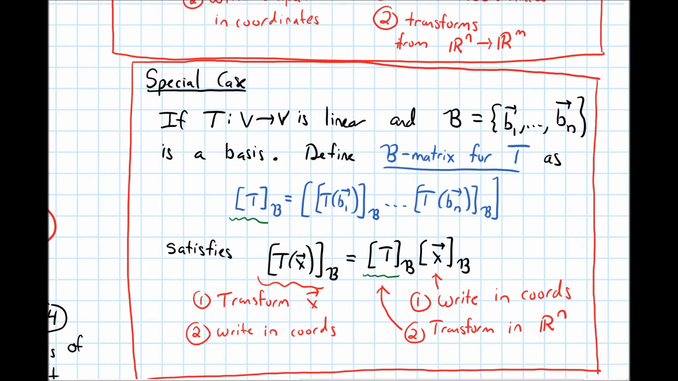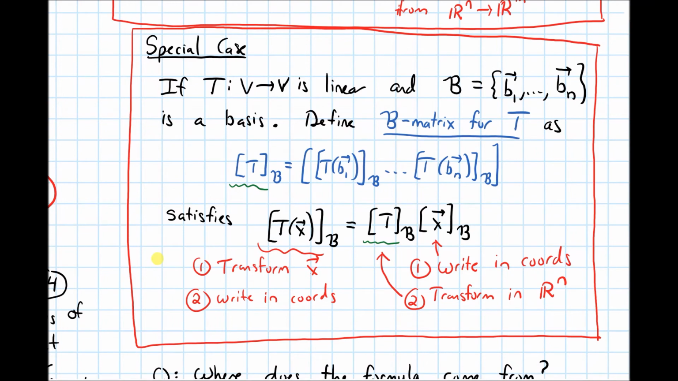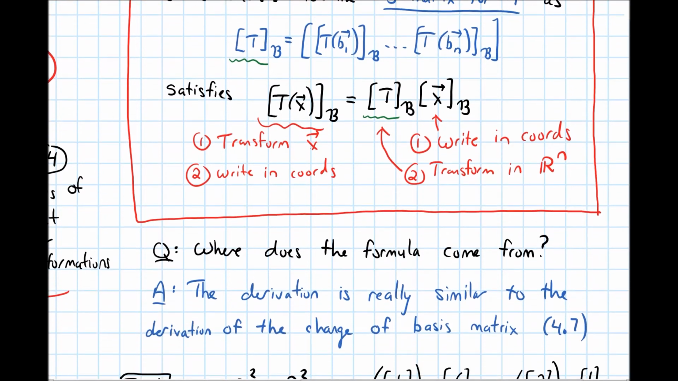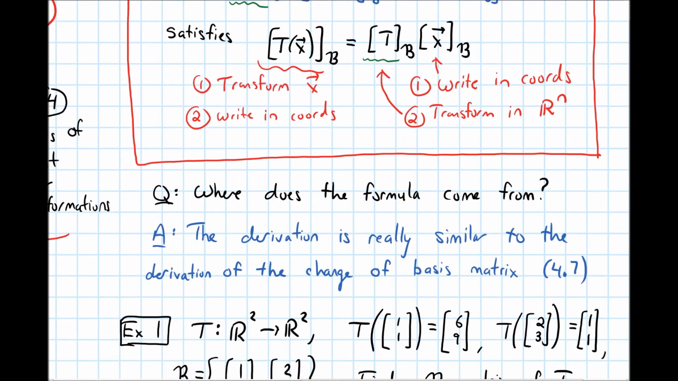Okay, so these two formulas that we stated, where do they come from? The derivation for this is actually really similar to how we derived our change of basis matrix formula back in 4.7. You can find the derivation in the textbook. But because it's really similar to the derivation that I did in the earlier video in 4.7, I'm going to skip that so I can have more time to devote to examples. Okay, so let's do an example now.